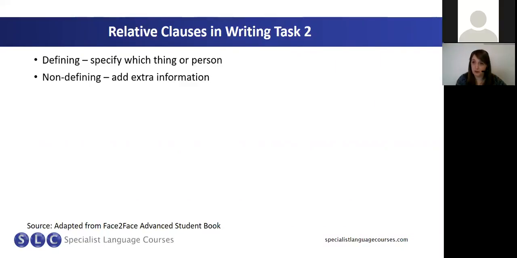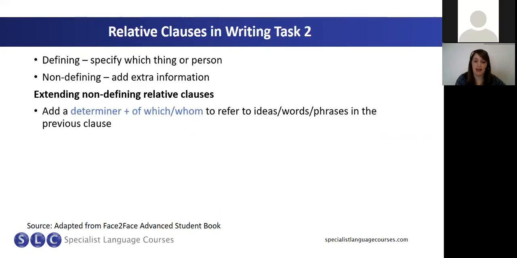Now, to really push your band score up to a band 7 or 8, you need to extend your use of non-defining relative clauses and use more sophisticated structures. One way we can do this is to add a determiner and of which or of whom to refer to ideas or words or phrases from a previous clause. Now, this is also good for your coherence and cohesion mark in writing as well, because you're able to refer forwards and backwards to ideas. So let's look at our example.